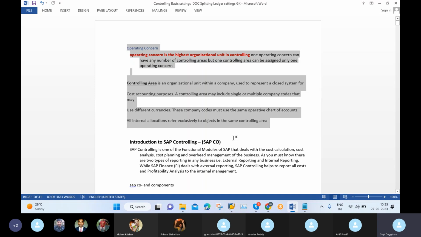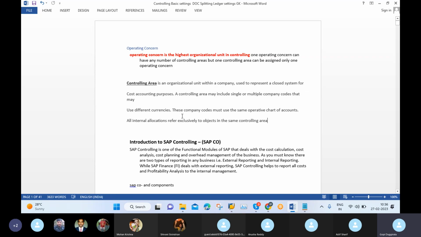One is, operating concern is the highest organizational unit in controlling, and under one operating concern we can maintain n number of controlling areas. And then, what do you mean by controlling area? Controlling area is the organizational unit within a company which represents a closed system of cost accounting. Under one controlling area we can assign multiple company codes, with multiple currencies also. But the condition is, if you want to assign multiple company codes to one controlling area, they must use the same operative chart of accounts. That is the condition, right?